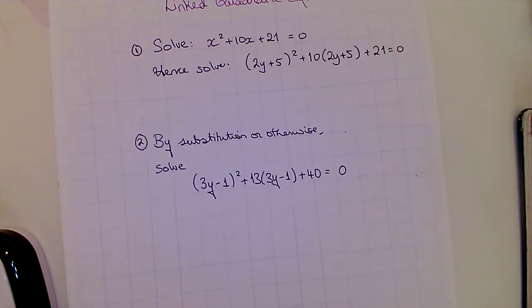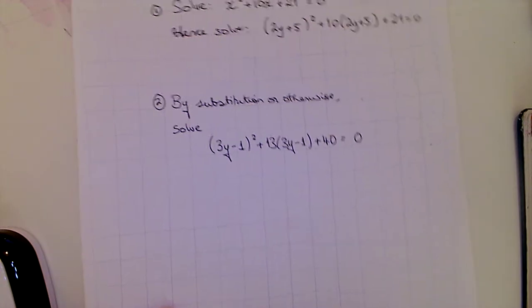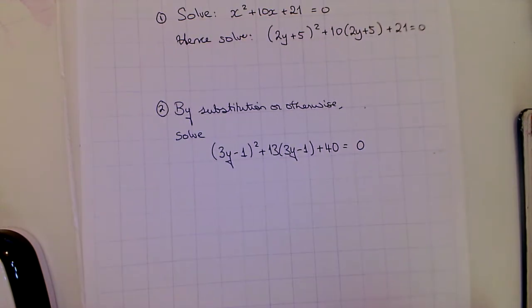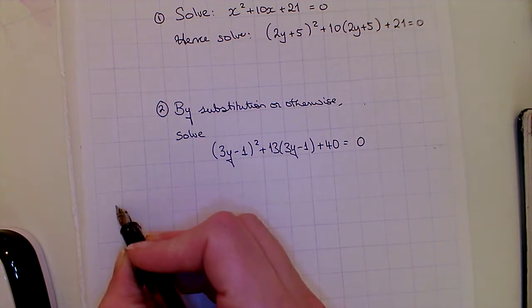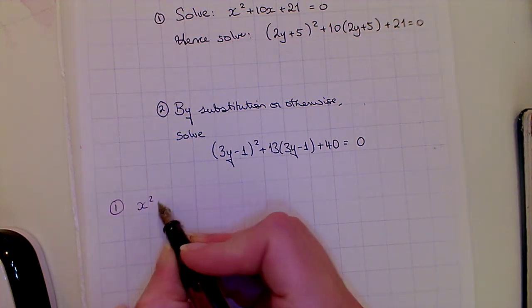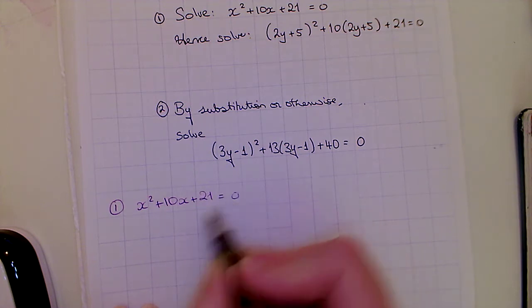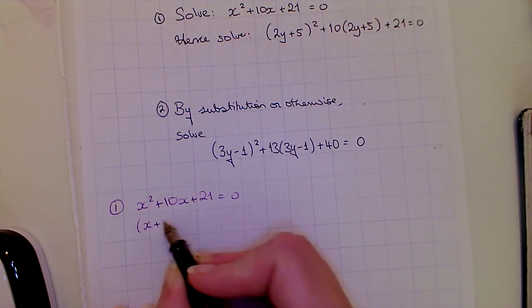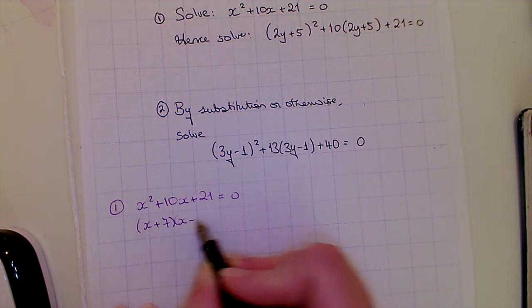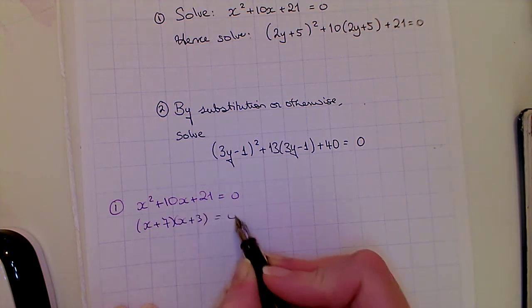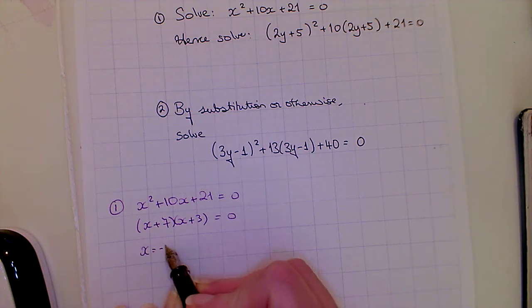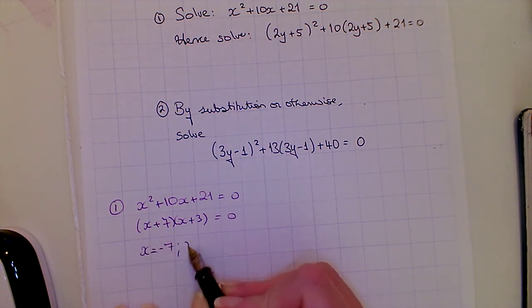Right, so for the first question there, the first thing we have to do is solve the quadratic equation in x. So we're solving x squared plus 10x plus 21 equal to 0. We can use factorizing, or we can use the minus b formula. And the two answers that we get are that x is equal to minus 7, or x is equal to minus 3.